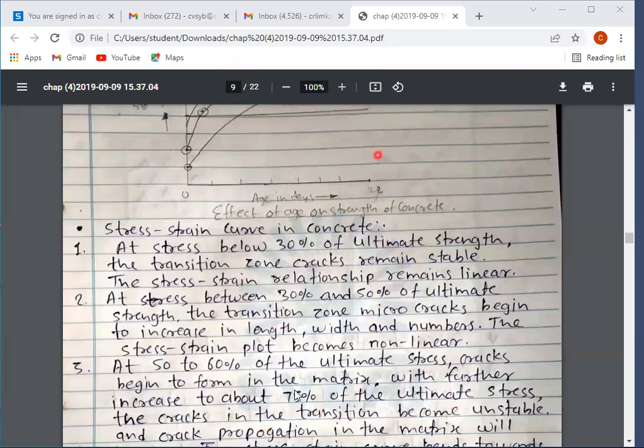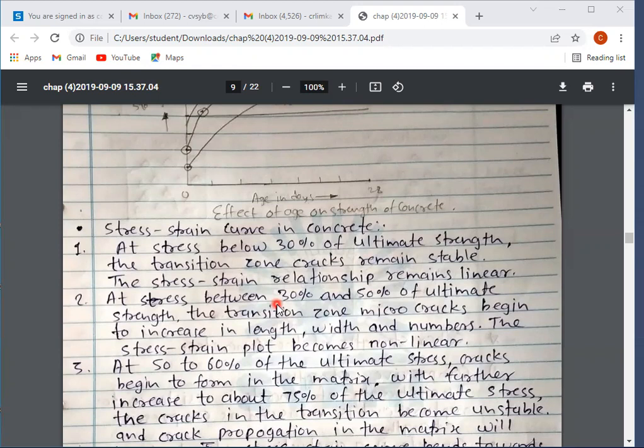Okay, now let us discuss the stress strain curve which we are going to consider in our concrete. It is a very simple concept to understand. See, in case of compressive strength, what will be the nature of the stress strain curve? Up to 30% of your ultimate strength, the transition zone cracks remain stable and the stress strain curve we are going to draw remains linear.